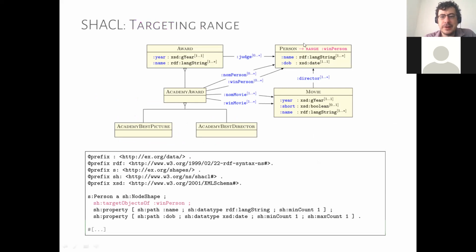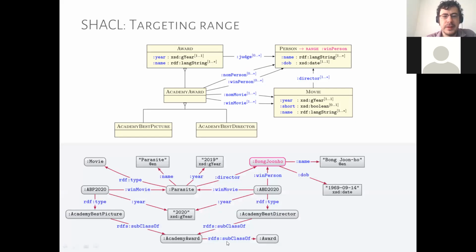So, okay, here we saw already how we can target movie. So this time we're going to target objects of a property. So we're going to say all of the objects of win person property in the RDF graph, we're going to target those. So it's essentially saying, let's target all of the people who've won an award effectively, or who have won something, right? So all of the people who have won something, we're going to apply this restriction to that. Okay. So we're going to make sure that the name is a language string and there's at least one of them. And we're going to make sure that every date of birth is a date and there's exactly one of them per person.